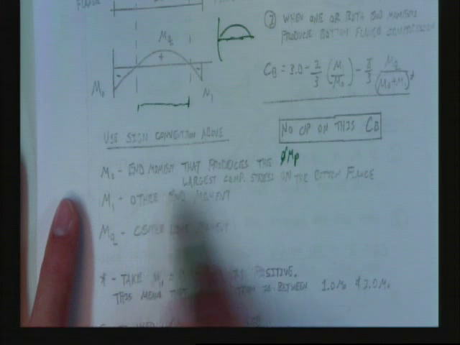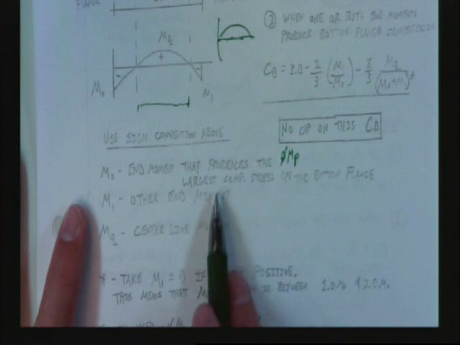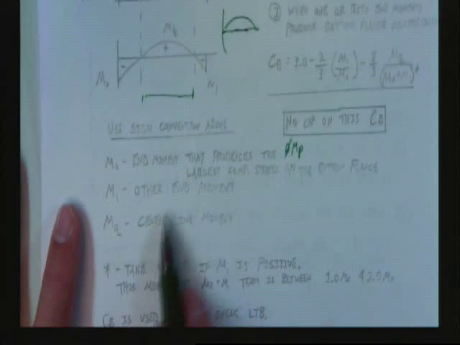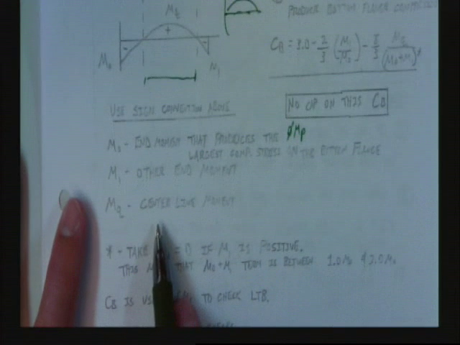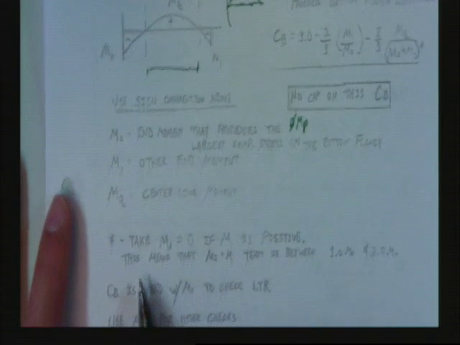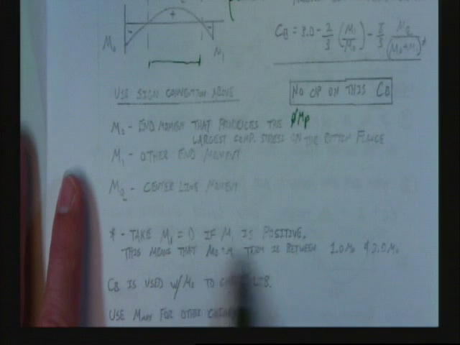M sub O is the end moment that produces the largest compression stresses on the bottom flange. The largest negative moment is M sub O. M sub 1 is the other end moment. Could be positive. Could be negative. M sub CL is the centerline moment. You're going to take M sub 1 equal to 0 if M sub 1 is positive.